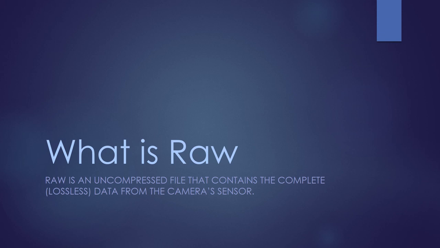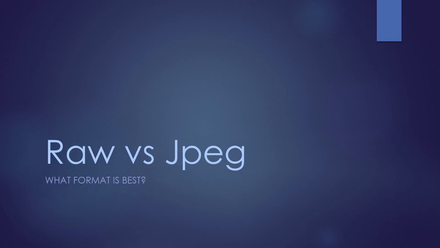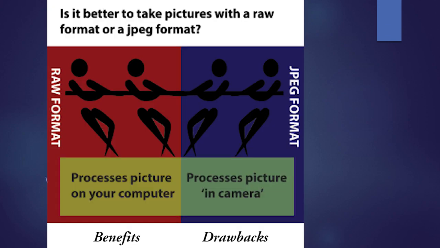When you choose for your camera to shoot in RAW, it leaves all the processing of all the data from your image to your computer, so it saves the image as a RAW format. And with JPEG, your camera processes all the data from your image once your shutter has shut and then saves the image. As I said earlier, there's some benefits and drawbacks of each of these, so I'll quickly go through a few of them now. In the next lecture, you'll see an infographic that highlights the benefits and the drawbacks more in depth.